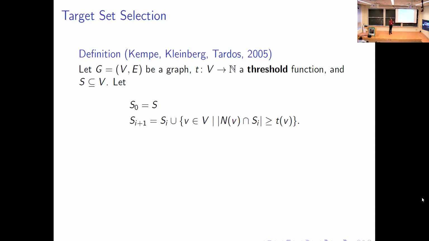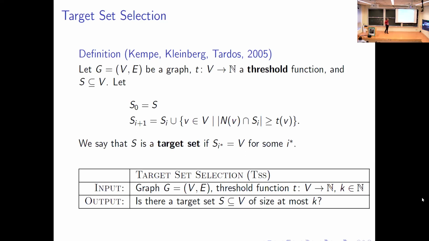In the i+1 generation, we add all the vertices from the previous iteration, and we include all vertices such that the size of the intersection of their neighborhood with the already activated set is at least the threshold value. And of course, we say that the initial set was a target set if it happens that in some iteration i star, S_i star is equal to the whole set of vertices.